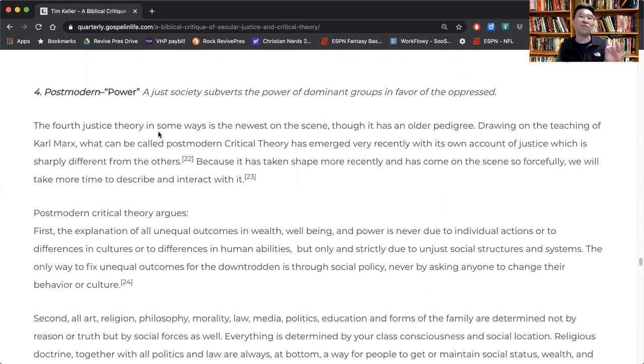Here's the way Keller summarizes and starts to give you a description. The fourth justice theory in some ways is the newest on the scene, though it has an older pedigree. Drawing on the teaching of Karl Marx, what can be called postmodern critical theory, often called critical race theory, has emerged very recently with its own account of justice, which is sharply different from the others. Like I said, this is not the same as liberal social justice. Because it has taken shape more recently and has come on the scene so forcefully, we'll take more time to describe and interact with it.